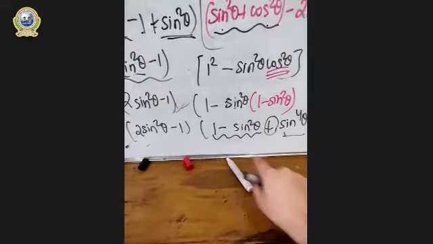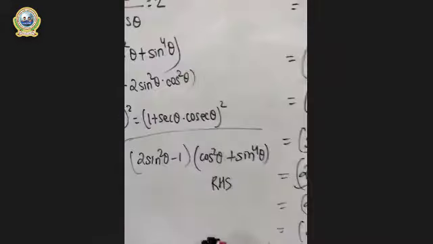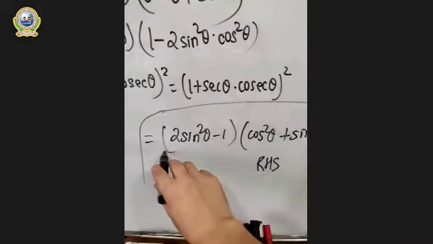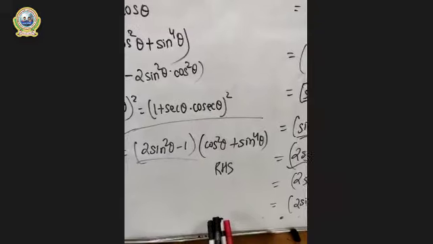And the last step was 1 minus sine square can be written as cos square. So now we wrote 1 minus sine square as cos square, and sine 4 is as it is, and the front part remains as it is. Now this is our solution.